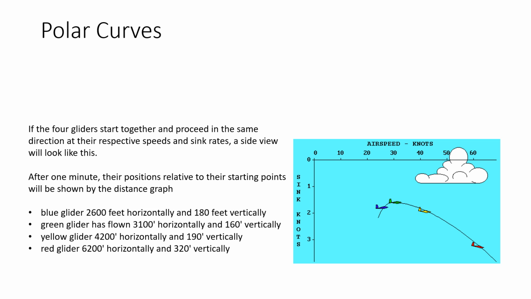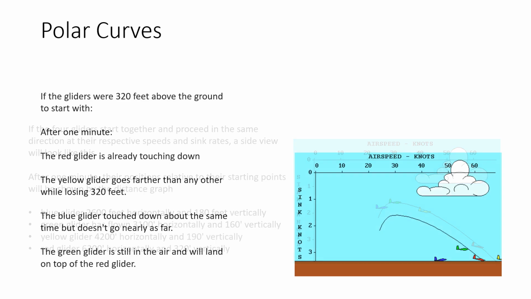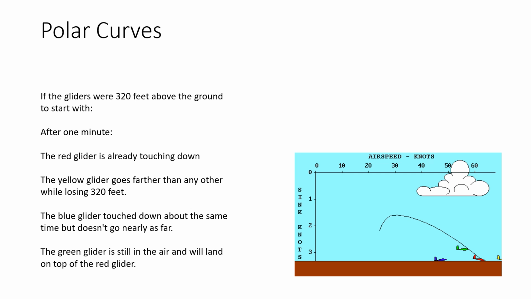Assuming they're all left from the same point, after the first minute of flight, we can start to draw the polar curve against the position of our four gliders. And the polar curve predicts that the yellow glider, flying at optimum glide, goes furthest. The green glider, flying at minimum sink, stays in the air the longest. The red glider flew fast and landed around the same time as the glider flying at just above stall speed, but the red glider flew further.